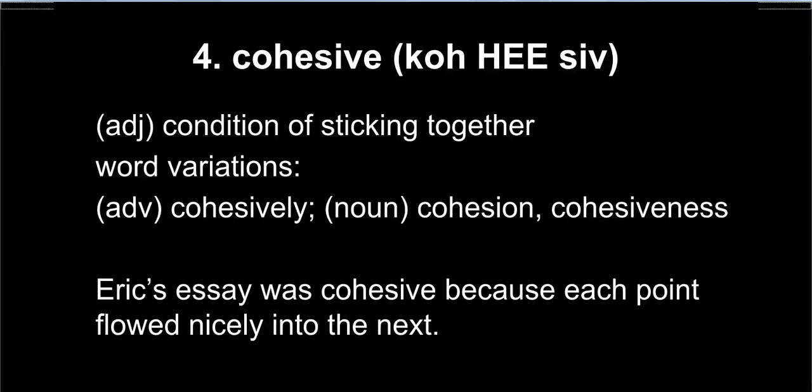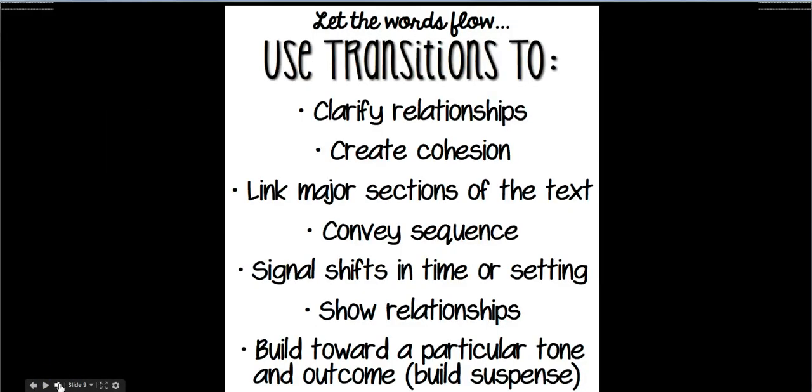I like to think of cohesive as transitions. So on this next slide, I've given you some things to think about why we use transitions. Basically, we clarify the relationship from one thing to another, which creates cohesion, which is what this word means. And you want to link major sections to text, convey sequence, signal shifts in time or setting, show relationships, build toward a particular tone and outcome, build suspense. So your cohesion, you have to use transitions to be cohesive in an essay.